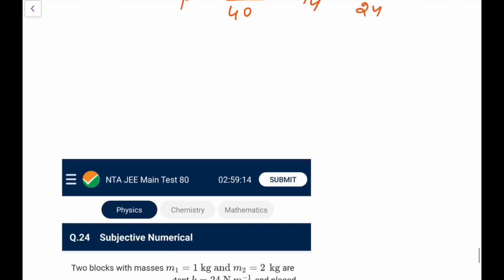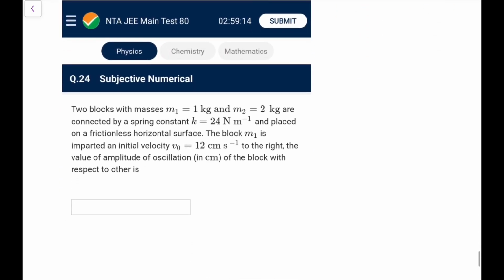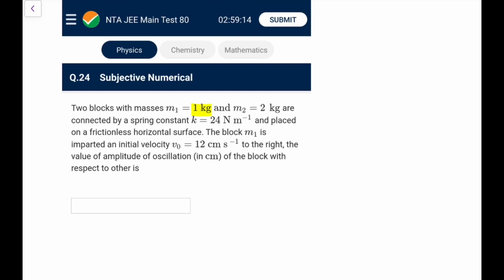So again you can do this. It's a very nice question. Blocks with masses 2 kg, 1 kg, 2 kg are connected by a spring of 24. Placed on a frictionless horizontal surface, the block M1 is imparted an initial velocity of 12 to the right. The value of the amplitude of oscillation of the block with respect to the other is.